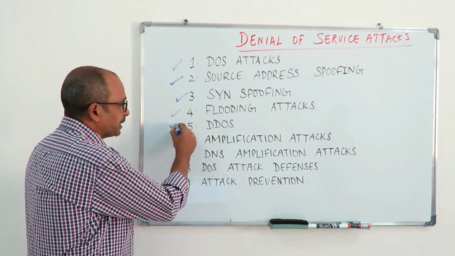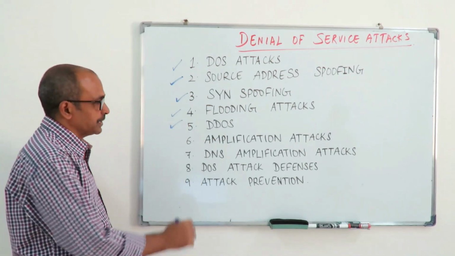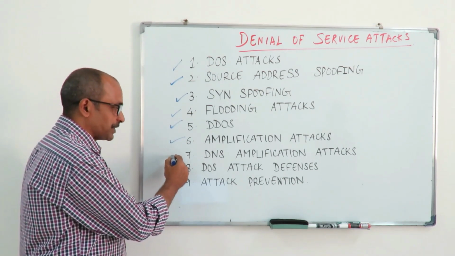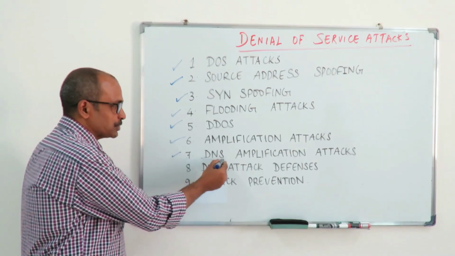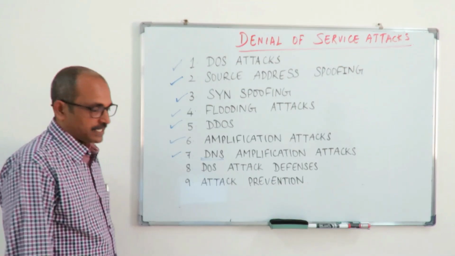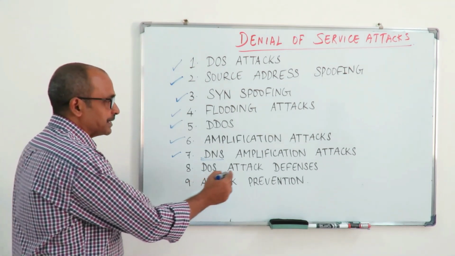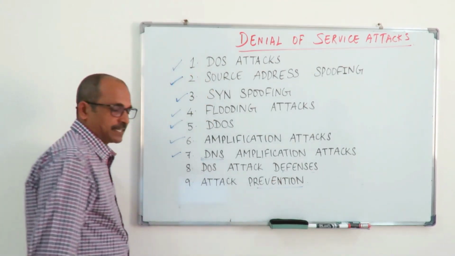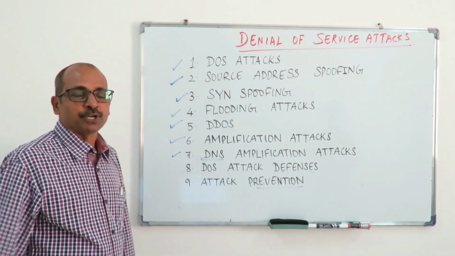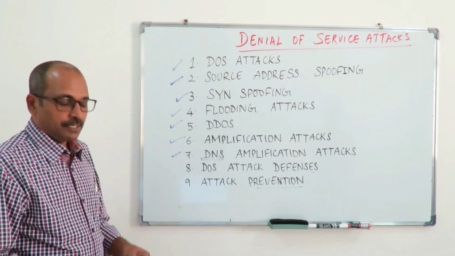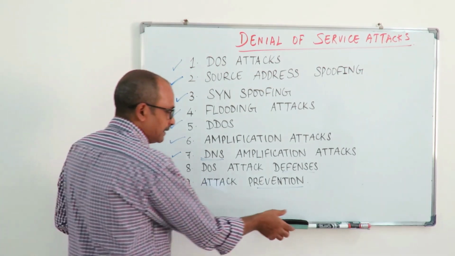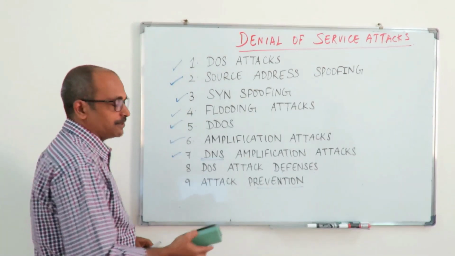Then distributed denial of service attacks. The next one is amplification attacks. The next is DNS amplification, how the DNS servers will be used for denial of service attacks. Then we are going for the defense, how you can protect or prevent from the denial of service attack. These are the major topics that we are going to discuss in this particular lecture. Now moving on to the first topic, the basics of denial of service attacks.